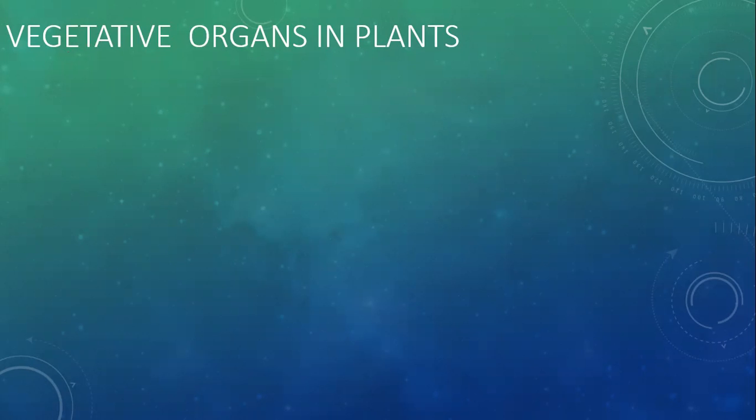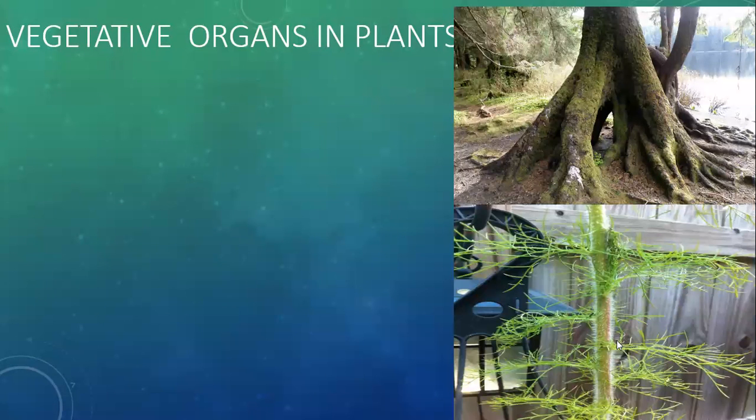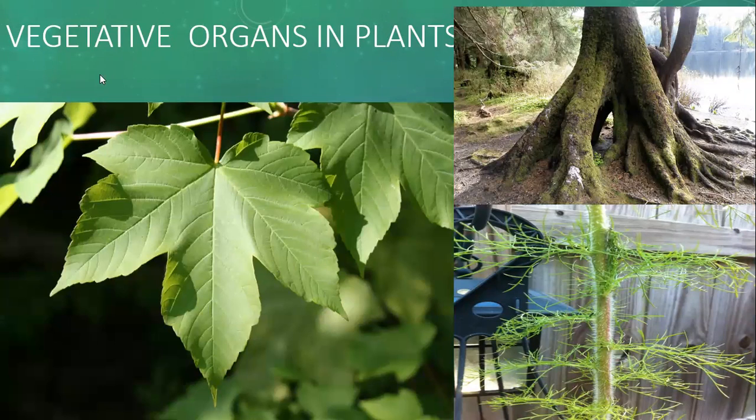We can classify the parts of the plant into two types, vegetative organs and reproductive organs. What are the vegetative organs? The root, stem, leaf. Why are they called vegetative organs? Because these parts of the plant are not involved in sexual reproduction. They are involved only in vegetative reproduction. So these parts are called vegetative organs in plants.